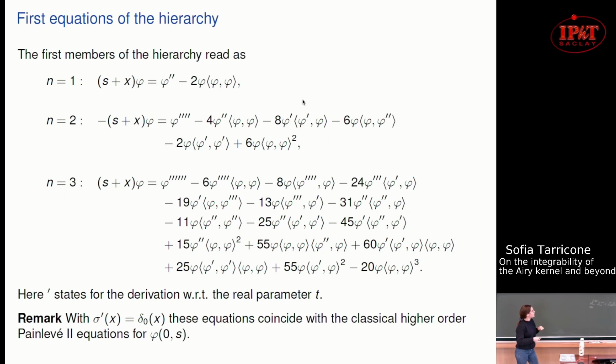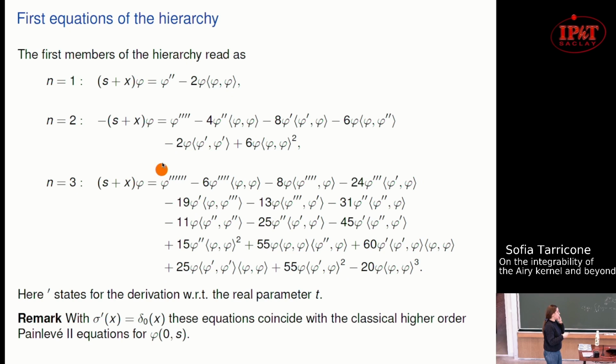Yes. So now here are the first equations of the hierarchy, this integro-differential hierarchy. Now this bracket here denotes the integral. So this is just the scalar product on R with respect to the derivative of your favorite weight function. And this is exactly again the integro-differential equation that we saw for Amir, Corwin and Quastel work. And for n equal 2, n equal 3, you see appearing fourth order and sixth order integro-differential equations.